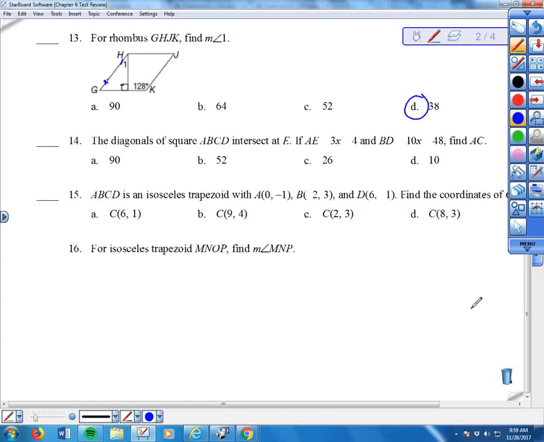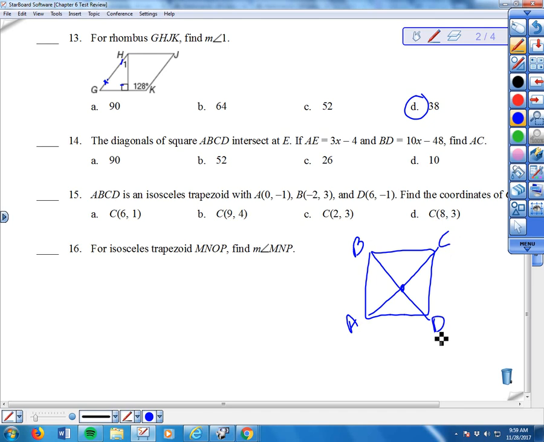Diagonals of a square intersect at E, and let's call this A, B, C, D, E. If AE is 3x minus 4, BD is equal to 10x minus 48. So this whole thing, okay? Well, what do I know about the diagonals of a square? They're equal. So 2 of these is going to equal 1 of these.